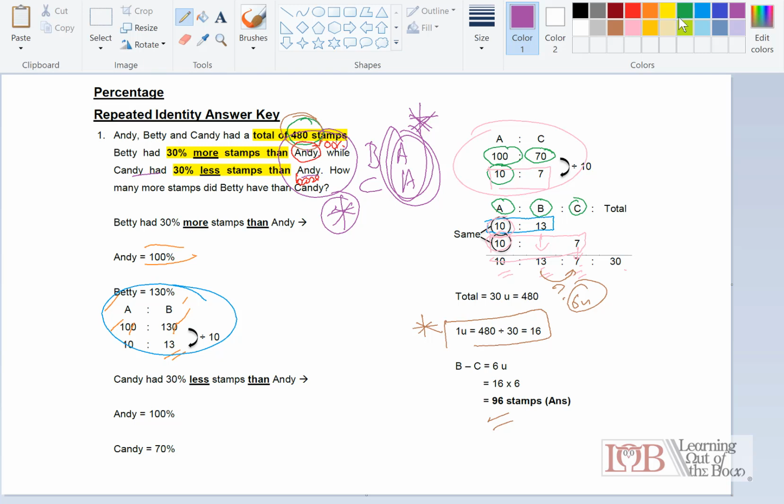Okay, third point is you've got to make sure that A is the same, and in this case, because A is already the same, you can bring down 10, 13 and 7 without doing much calculation, or rather there's no need to do any calculation at all. Okay, so the rest is just math.